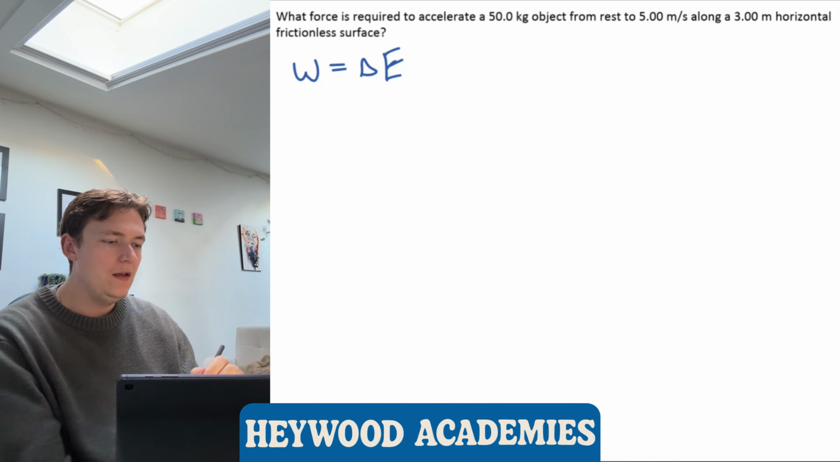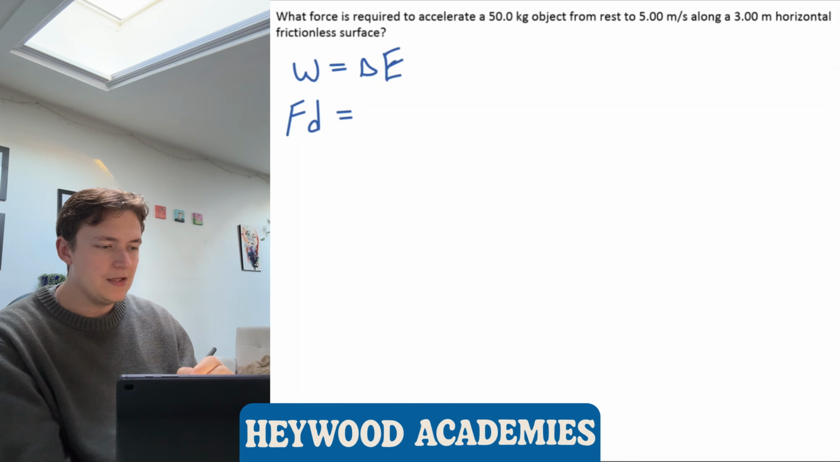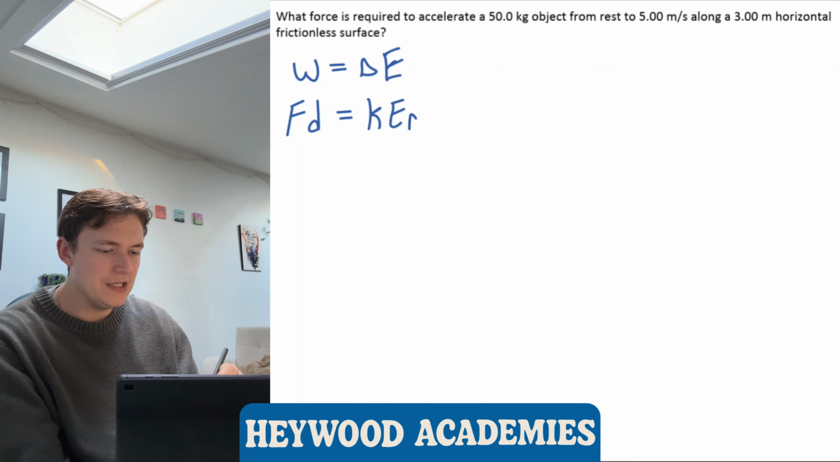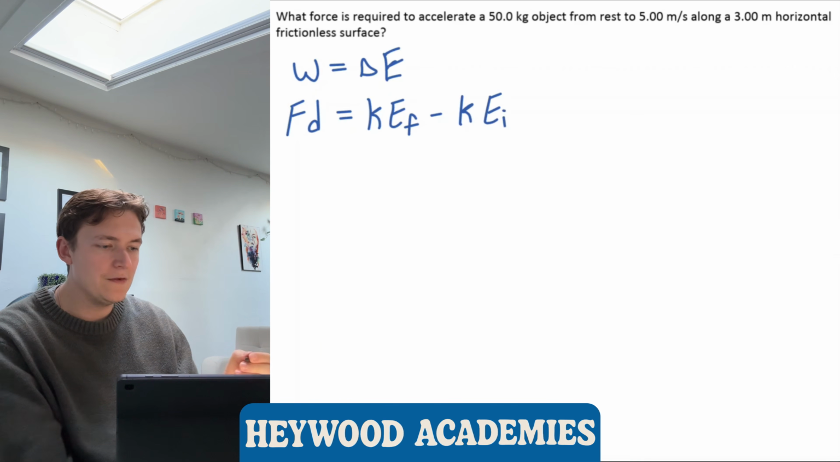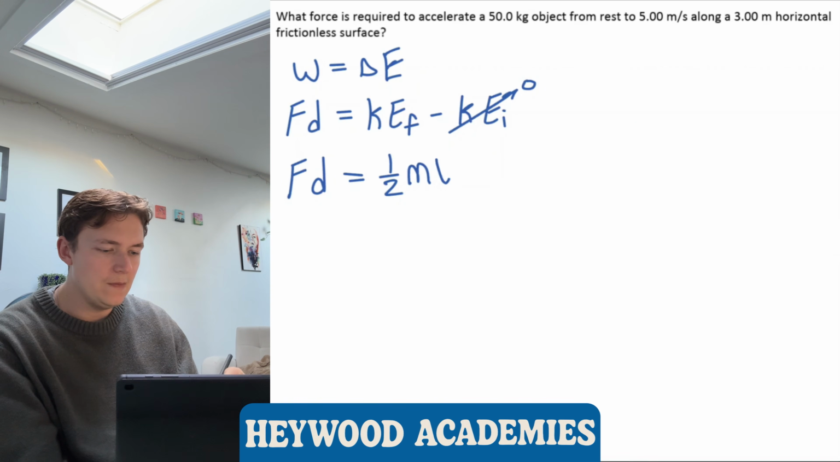Then we know from previous questions that the equation we can use for work is force times distance. And in this case, our change in energy is going to be our change in kinetic energy. So that'll be final minus initial for kinetic energy. We're starting from rest, so that kinetic energy initial is going to be 0. We've got 0 velocity initially, so that will be gone. Then we can write this as force times distance is 1/2 mv final squared.